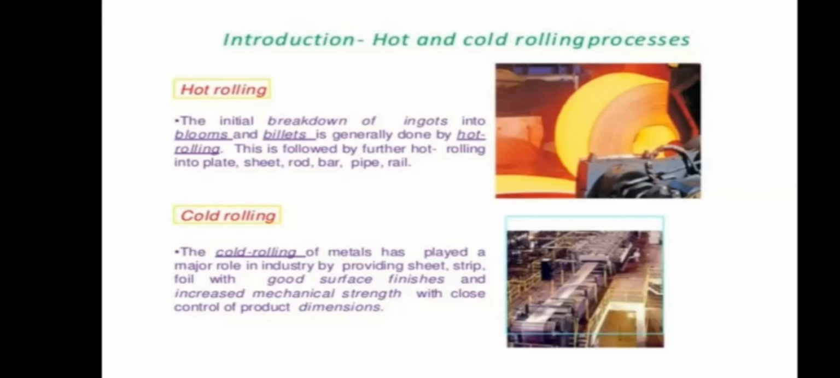See, hot rolling involves the initial breakdown of the ingot into blooms and billets, which is generally done by hot rolling. As I told you, the initial breakdown of the cast component into blooms, then billet, then slab is carried out by the hot rolling process. The cold rolling of a metal has played a major role in the industry by providing sheet or strip or foil with a good surface finish. For finishing touch, you go for cold rolling. For maximum reduction of thickness, you go for hot rolling.